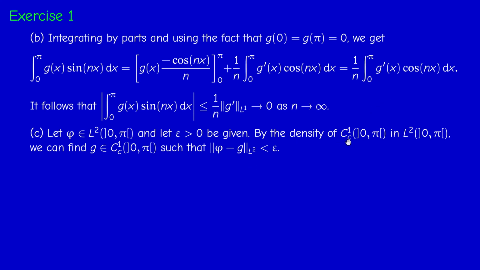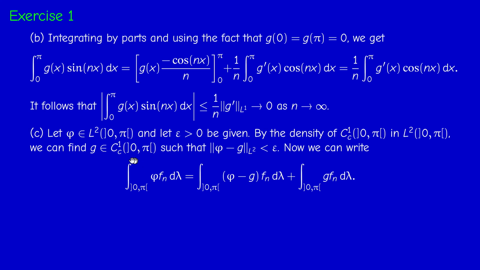Okay, so what does it mean that C_c^1 of (0, pi) is dense in L2? It means that any element in L2 can be approximated by an element in C_c^1. This is the content of the density theorem. So it's important. Why? Because the elements in C_c^1 are better behaved than the elements of L2, they are more regular, because an element in L2 need not be even continuous. So this means that given epsilon positive, we can find an element g in C_c^1 of (0, pi) whose distance to phi in L2 is less than epsilon.